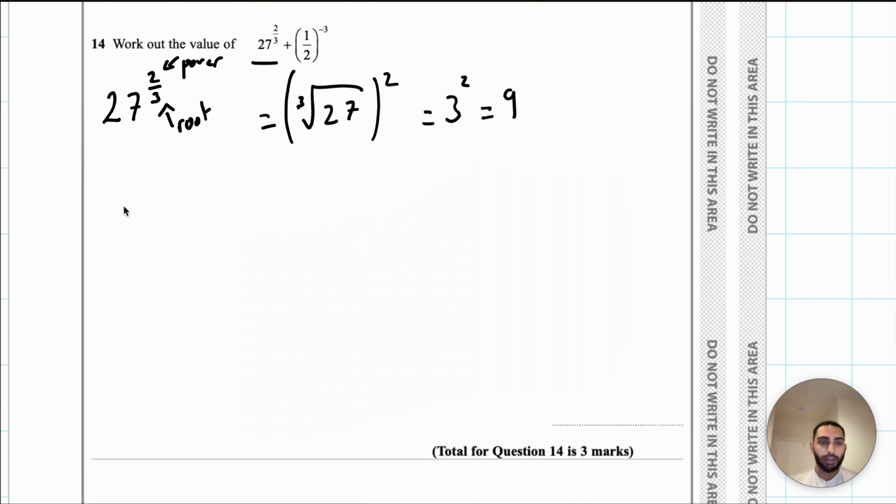I need to concentrate on this part now. 1/2 to the power of -3. First thing I'm going to get rid of is this negative. So that means I need to find the reciprocal. I need to flip it. So it's going to become 2 to the power of 3. 2 times 2 times 2 is 8. So I've got 9, add 8, which is just 17.